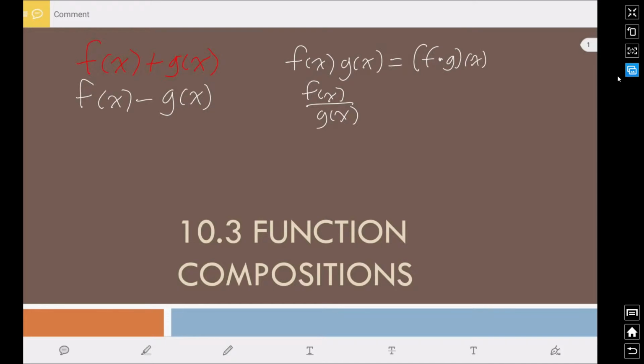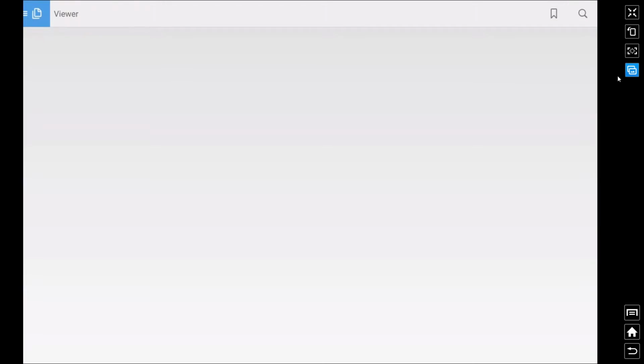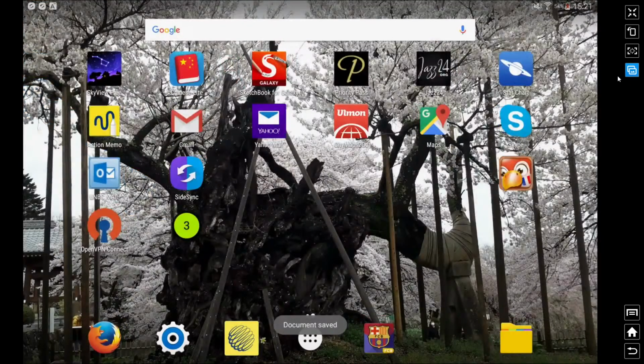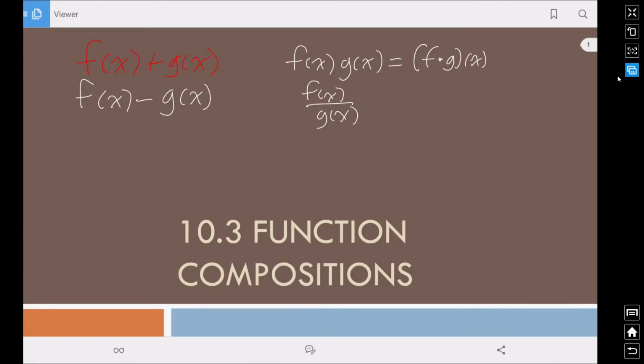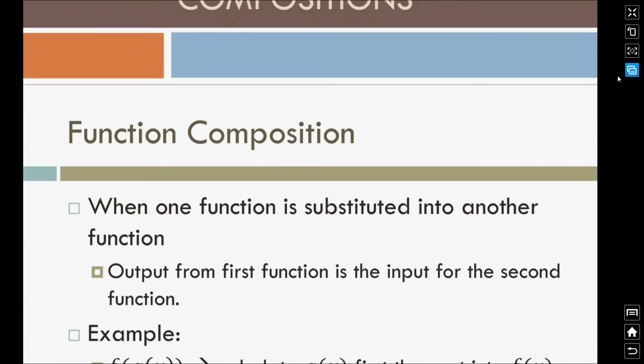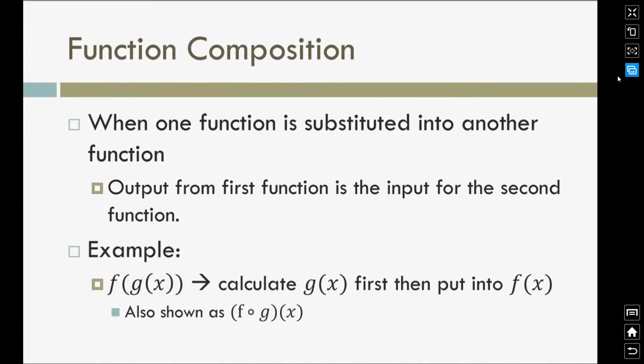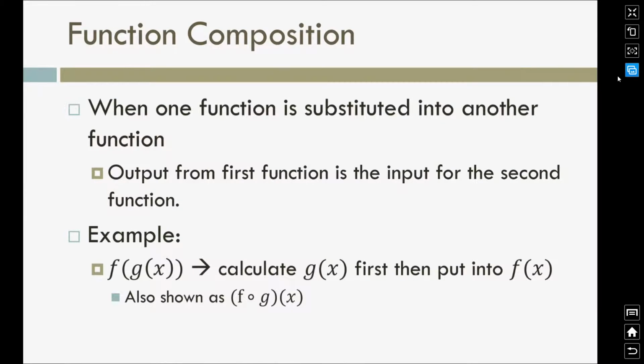Today we'll be talking about a new function operation called a function composition. Function composition is defined as follows: when one function is substituted into another function.